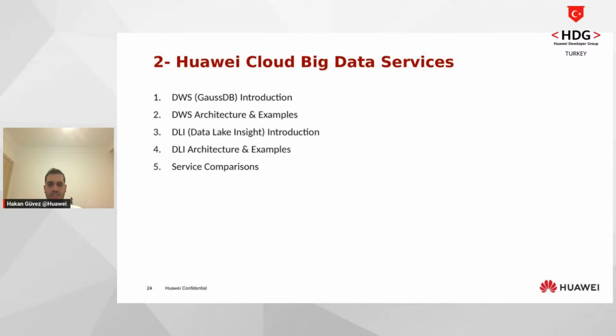After giving general information about big data, we can now start by taking a look at the Huawei Cloud Big Data Services examples. The order of the explanation will be as follows. Firstly, I will introduce DWS, which is something like GaussDB. Second, I will explain the DWS architecture and examples. Then we can move on to DLI, Data Lake Insight, with an introduction and an example. Finally, I will compare the services, and after that I will give my speech to Elif.